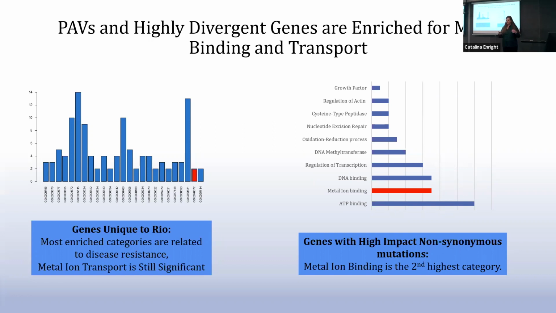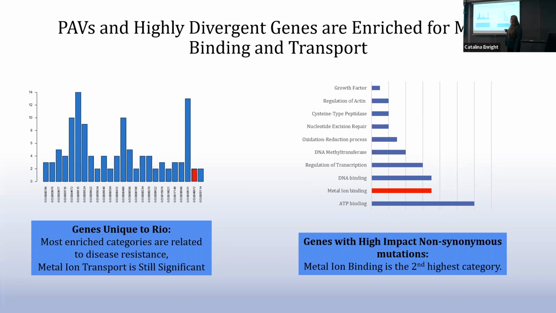And what we see is that in both cases, your most significant categories are actually always related to disease resistance. And that's not that surprising. That's been seen in a lot of other plants. And it makes sense why that's something that you would have a lot of variation in gene content in.